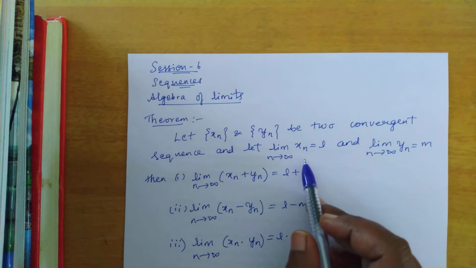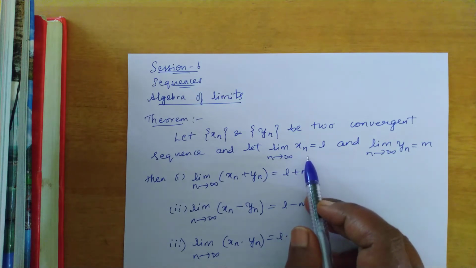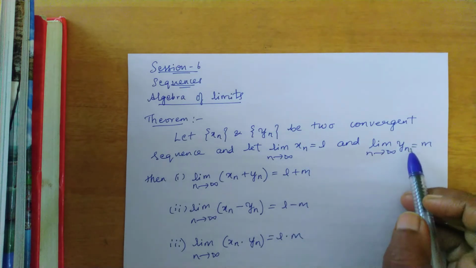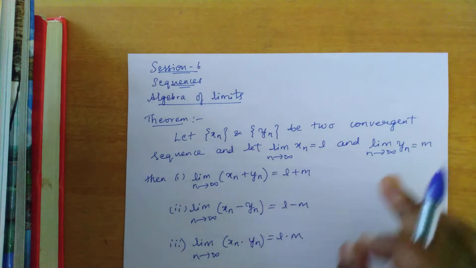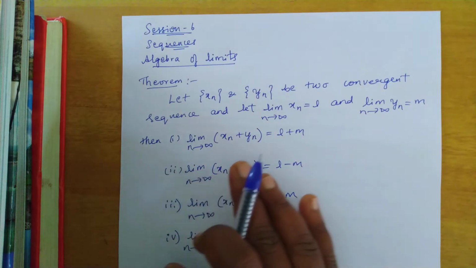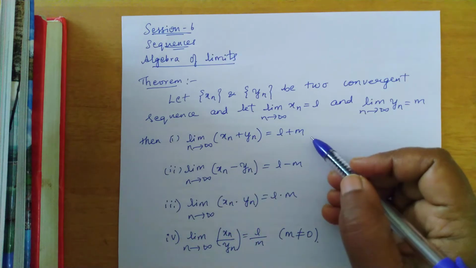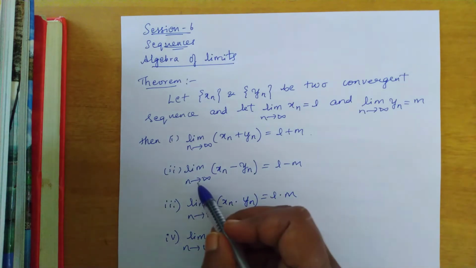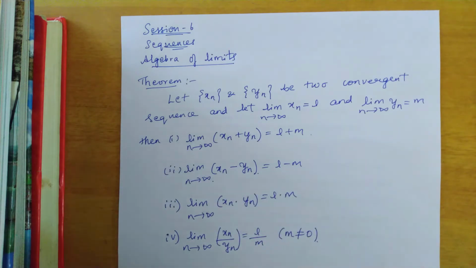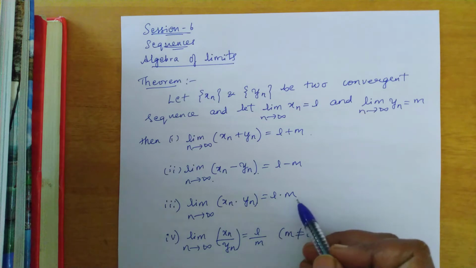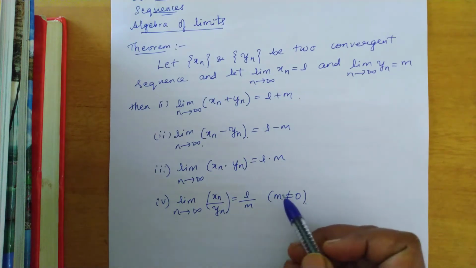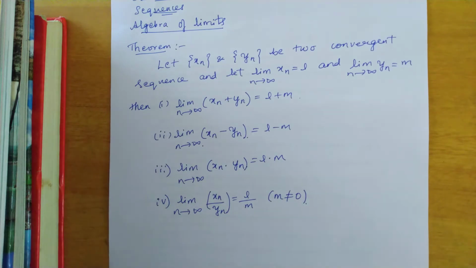they satisfy the definition of a convergent sequence, that is, limit n tending to infinity xn is L and limit n tending to infinity yn is M. So it satisfies the definition. Then what are we supposed to prove? Then limit n tending to infinity xn plus yn, I have to show that it is L plus M, and limit n tending to infinity xn minus yn is L minus M. Similarly, in the case of multiplication, I need to show L dot M, and in the case of division, I should show it as L by M, where the denominator is a non-zero quantity.